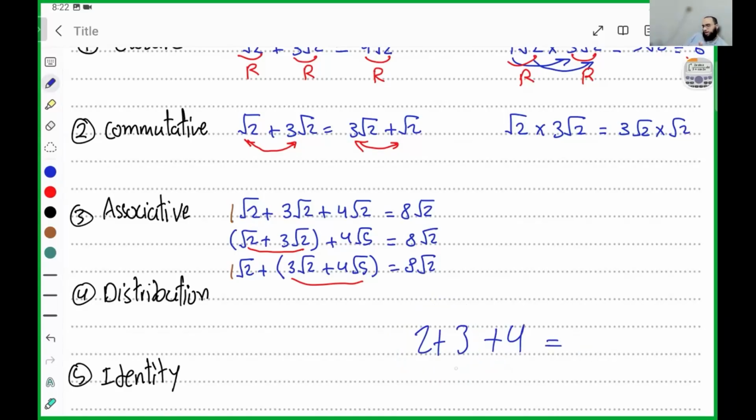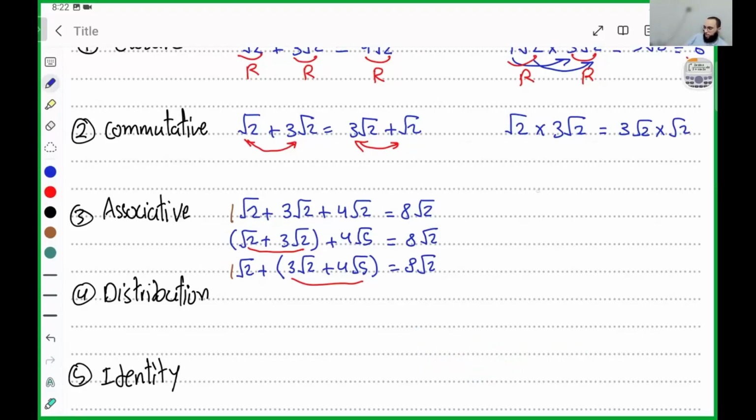Another one says, Mister, I don't want to do it like that. I'll add 3 and 4, which is 7, and 7 and 2 is 9. Also correct. Another one tells me, Mister, I'll add 2 and 4 firstly, which is 6, then 6 plus 3 to give you the same answer, which is 9. All of the ways are correct.